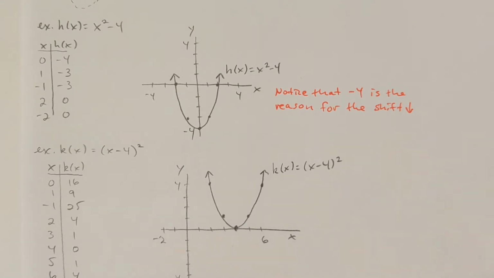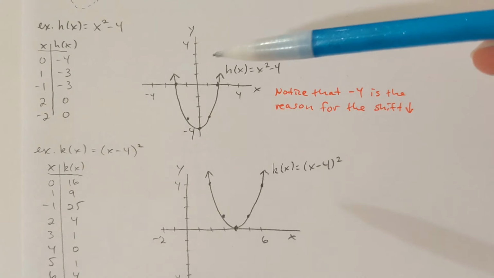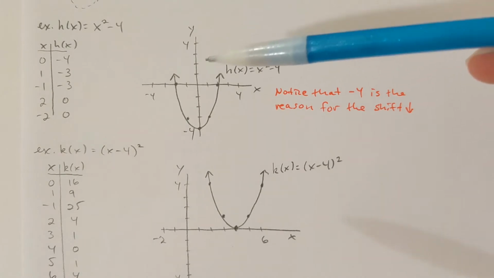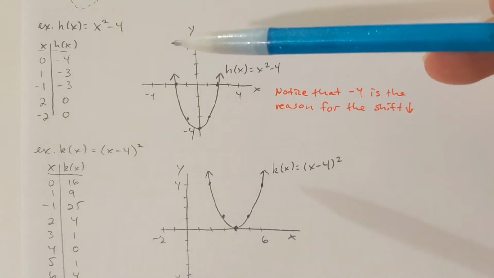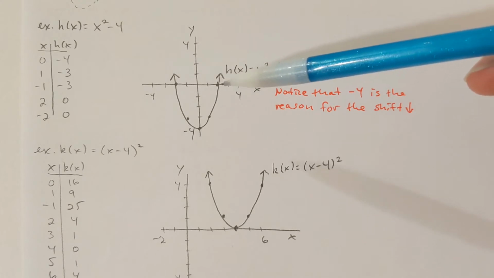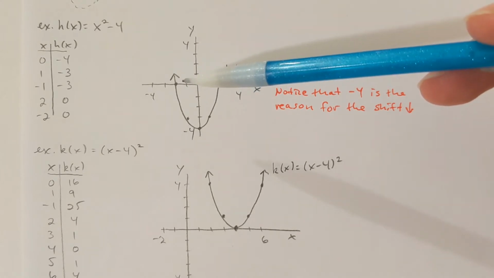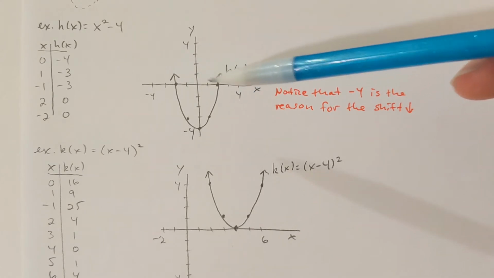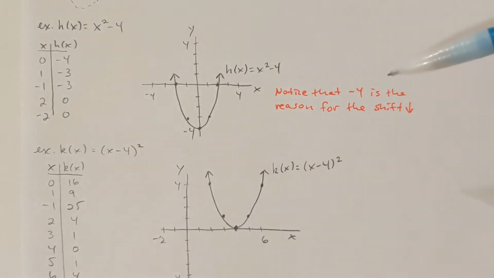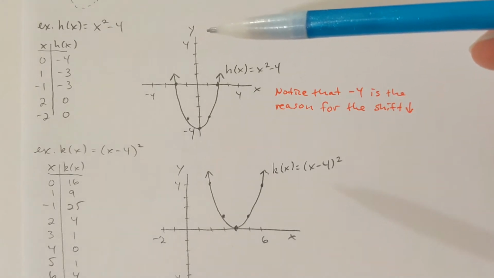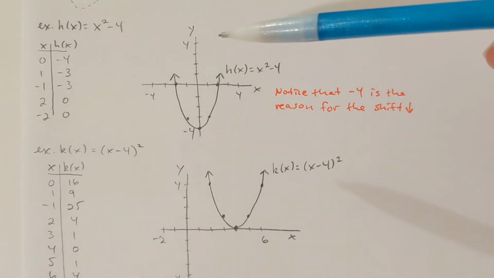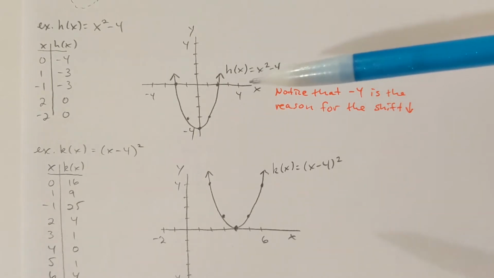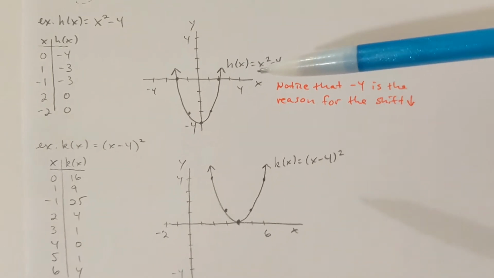So if x is 0, h is negative 4. If x is 1, h is negative 3. If x is negative 1, h is negative 3. If x is 2, h is 0. And if x is negative 2, h is 0. It looks like we shifted down 4 units. The reason we shifted down 4 units is because of the minus 4 there. That's what's causing that to happen.